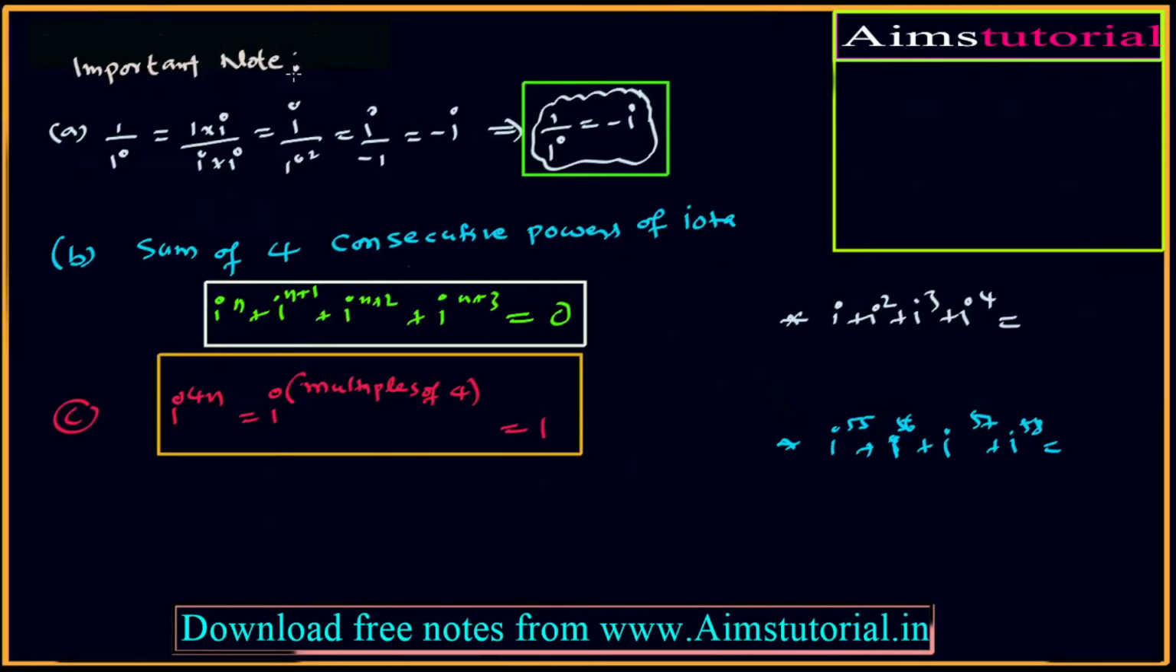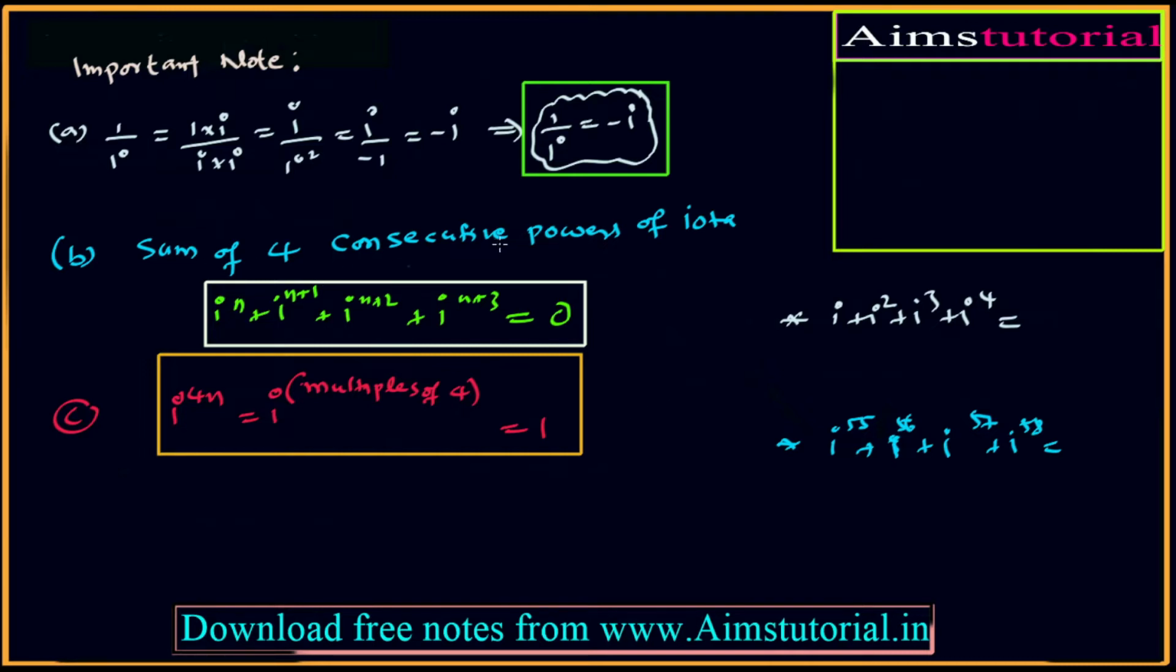Some important notes. First one, what about 1 by i? If you multiply and divide by i, 1 into i is i, and i into i is i square. But the value of i square is minus 1. So i by minus 1 is minus i. Therefore, 1 by i is minus i. From next onwards, if 1 by i comes, we consider it as minus i.